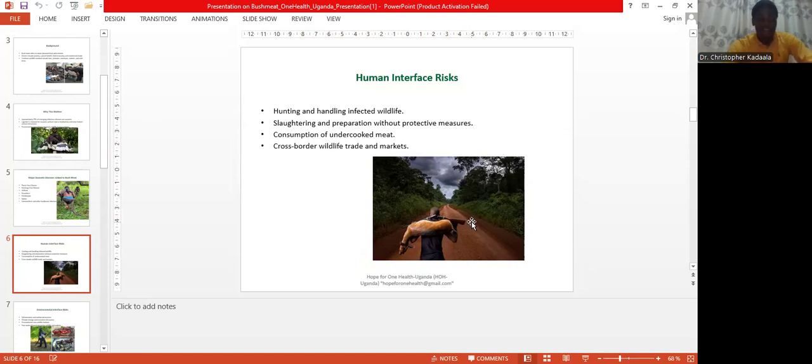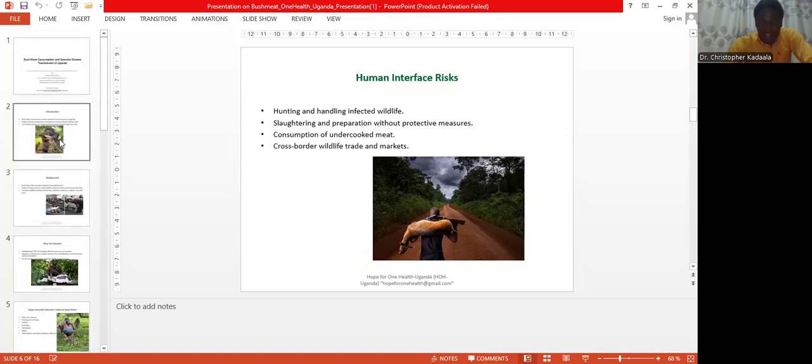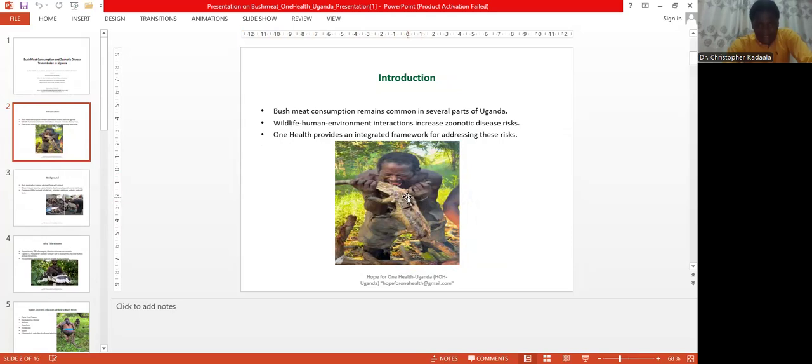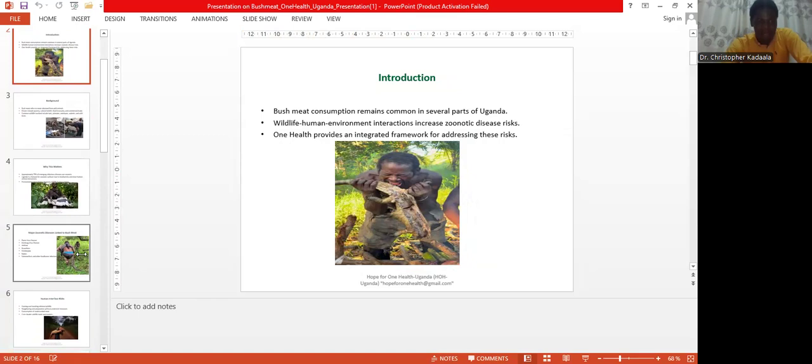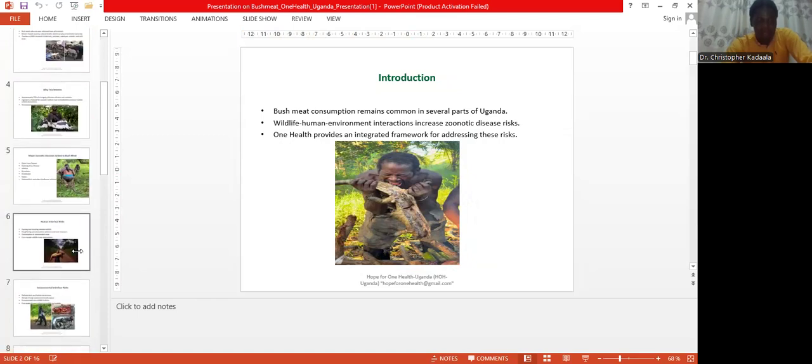There's a photo I shared with the previous slide showing a certain man eating a certain wild animal. I think it is a reptile. I think it's not cooked well. It's undercooked. So those are the risks of wildlife or bushmeat consumption.